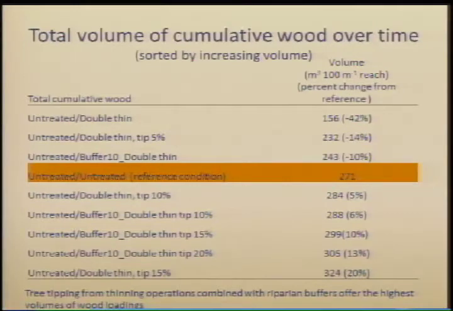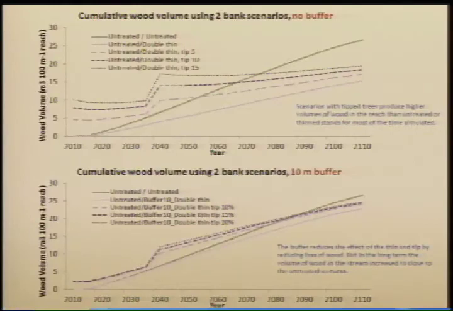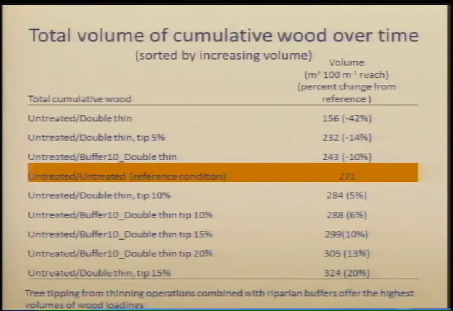And this is overall, so this is the area under that curve that I was showing you. All I've done here is just counted up all of the volume under here. And that's why you're starting to see these values are just 10%. When you start thinning and tipping your wood in there, you can gain 5% over the time. So this is over the 100 years of simulation, going up to about 20% for a double entry thin where you tip 15% of your wood. So we're actually seeing quite a bit more wood in there than our reference conditions. So we look at that, maybe you need to put that amount in, maybe not.